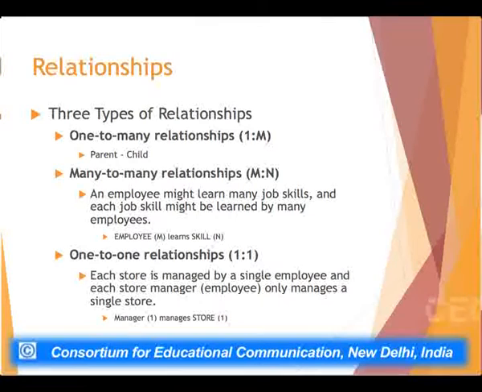Then there is another relationship called one-to-one relationship, in which one record in the parent table is associated with only a single record in the other table. For example, one manager manages only one store. If there is an assumption that a manager can manage more than one store, then the relationship will become one-to-many. But if there is a constraint that a manager can manage only one store, then the relationship becomes a one-to-one type of relationship.